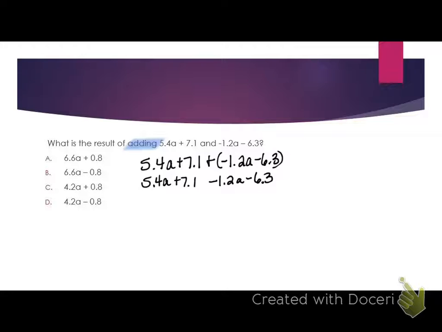Now we're combining like terms. 5.4a and negative 1.2a will give us 4.2a, and positive 7.1 and negative 6.3 will give us a positive 0.8 or 8/10. So our answer here would be 4.2a plus 8/10, which is C.